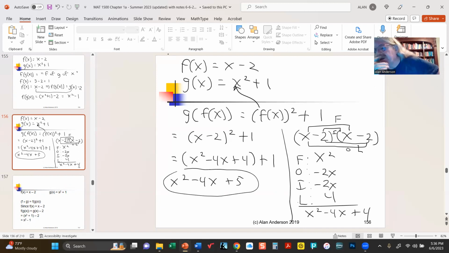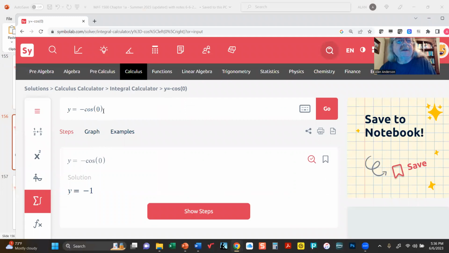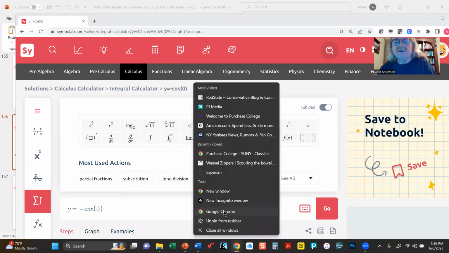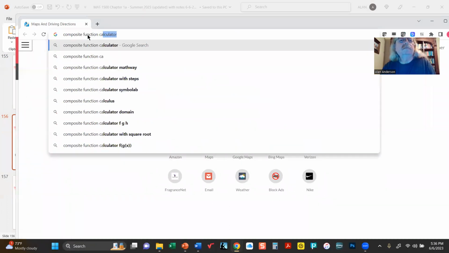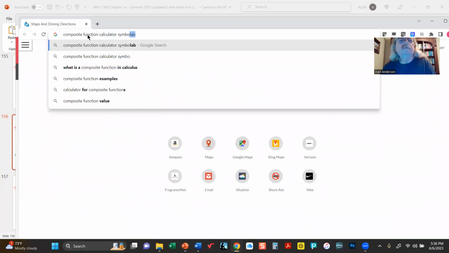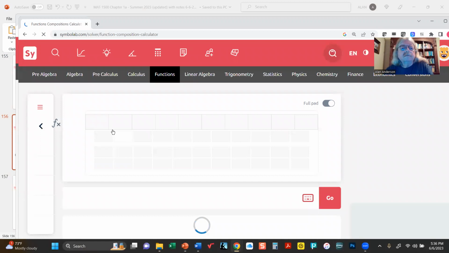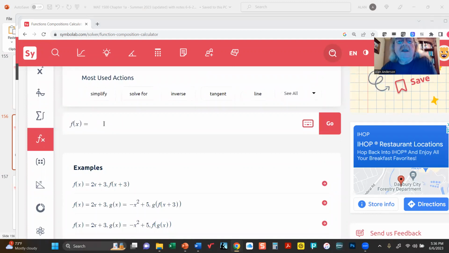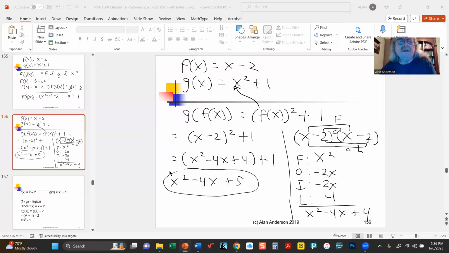All right. Now, by the way, Symbolab can handle this. I have to admit, I've started to forget how it works, but I know it has this capability. But as always, I find it easier to find the instructions on Google. All right, let's see how this works. f of x, let's go back, was x minus 2.